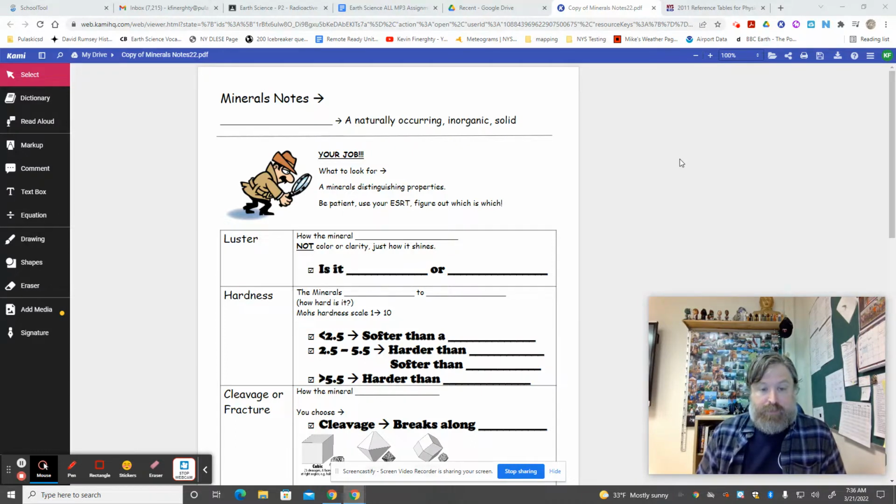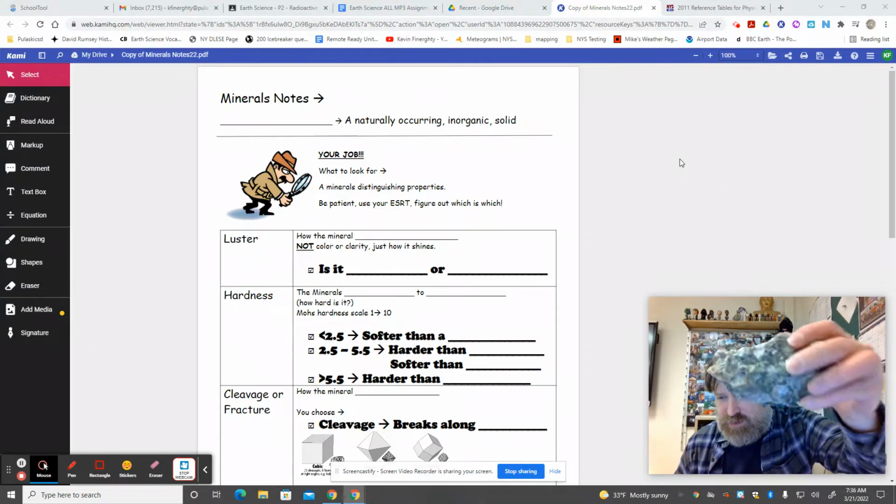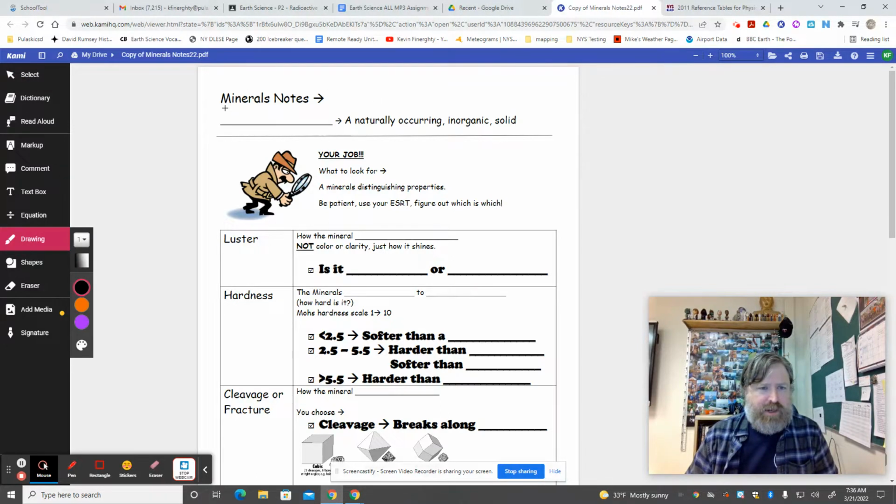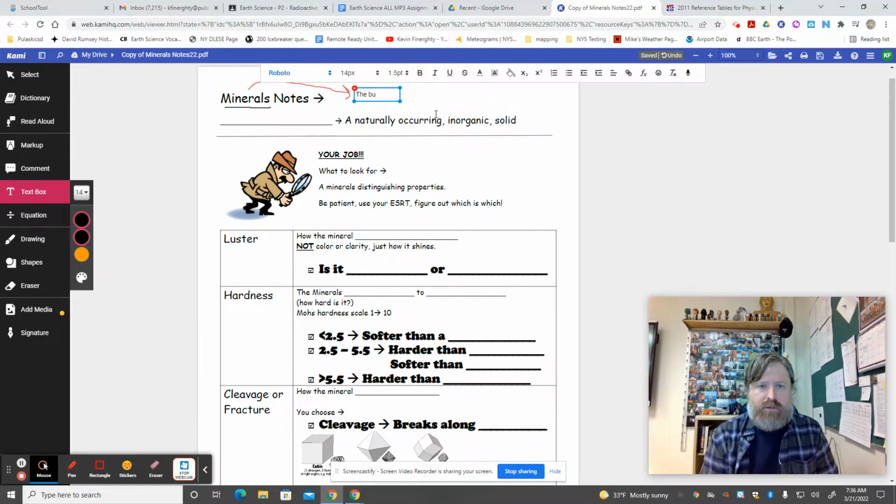Minerals is a good one to start with because when we get to rocks, like when you're looking at rocks like this, they're composed of minerals. All the building blocks of rocks are minerals. So that's what I had people write right up here. If you got these notes open, which you definitely should, what are minerals? I mean, there's the real definition, right? The building blocks of rocks.